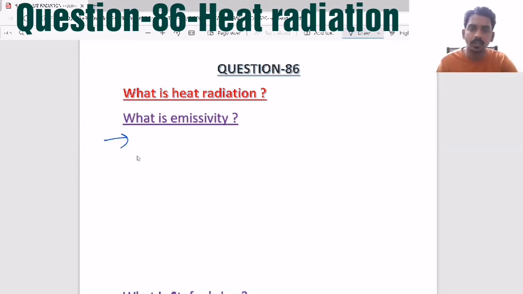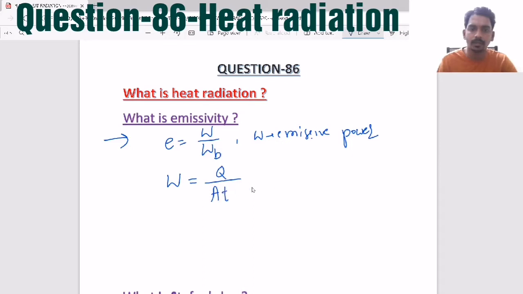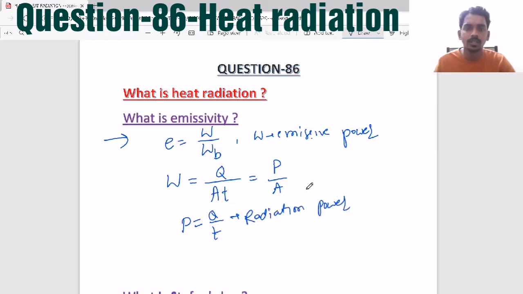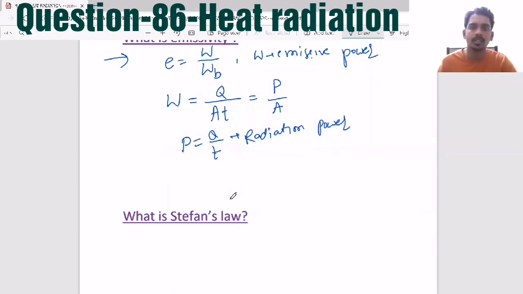And here the very first thing you have to understand is what is emissivity. Emissivity is the emissive power of a surface divided by the emissive power of a black body. W is called emissive power. So what is emissive power? Emissive power means heat radiation emitted per unit area per unit time, or radiation power per unit area. P equal to Q by t is called radiation power. So this is the definition you need to understand first.